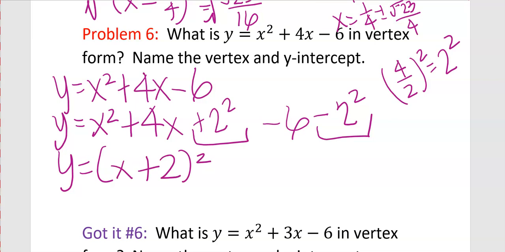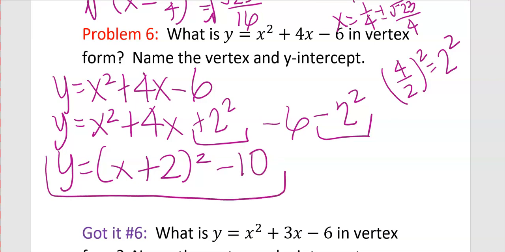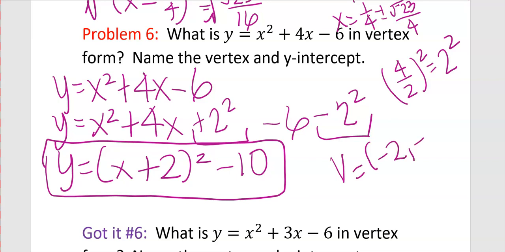Then we'd have a -6 minus 4, that'd be -10. So this is vertex form. Now you'd have to name the vertex and the y-intercept. So the vertex this time, is it 2, -10 or -2, -10? -2, -10.